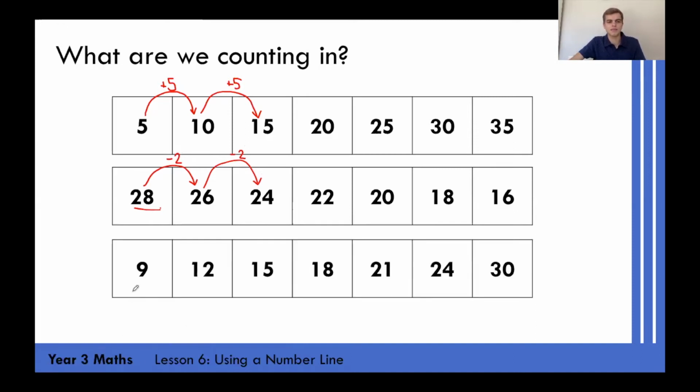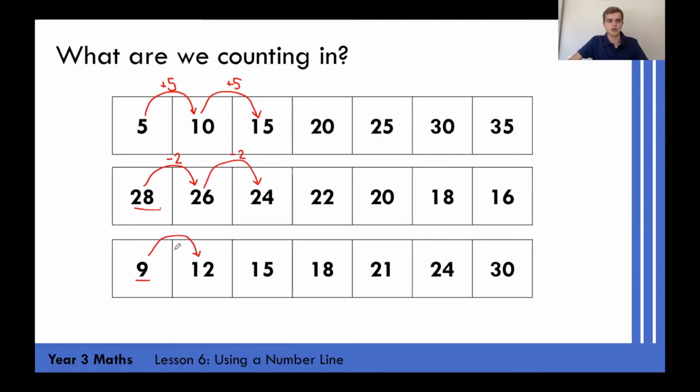The last one then goes 9, 12, 15, 18, 21, 24, 30. I wonder if you can work out what I'm counting in on this number line. Fantastic. Let's start on number 9. And I'm going to count on, because my numbers are getting bigger, so I know I'm counting on. 9 to 12: 9, 10, 11, 12.